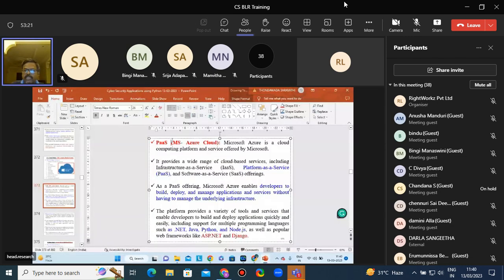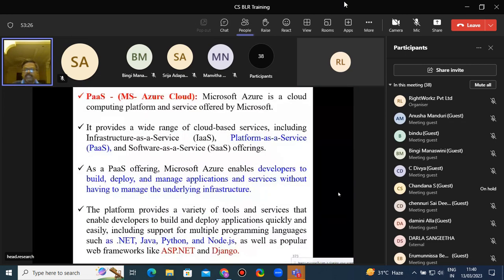Then platform as a service cloud. MS-Azure is a platform as a service cloud and a service offered by Microsoft. It provides a wide range of cloud-based services, including infrastructure as a service, platform as a service, and software as a service offerings. As a platform as a service offering, Microsoft Azure enables developers to build applications, to deploy applications, and manage applications and services without having to manage the underlying infrastructure.